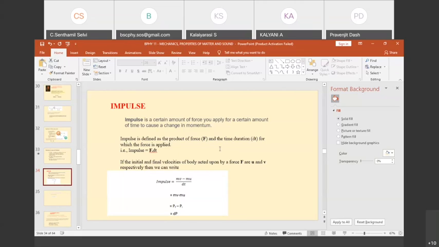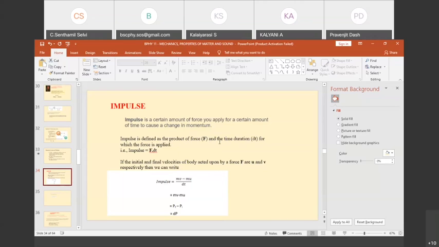So impulse is defined as the product of force and the time duration, or you can write it as F into dt. If you have noted, so impulse is equal to F into dt.